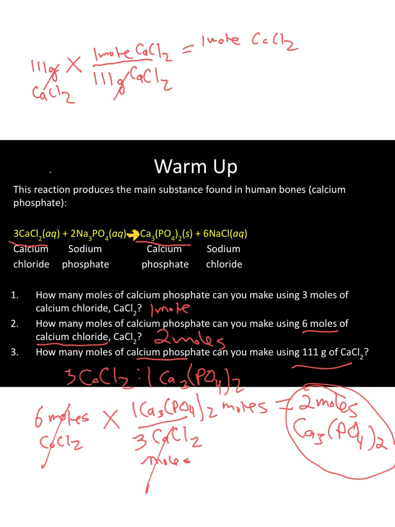Okay, I'm still trying to get to calcium phosphate, and I want to know how many moles that is. So just like I did before, I'm going to use the mole ratio from the chemical equation to get there. So 1 mole of calcium chloride times, I want calcium phosphate, and I know that that's 1 calcium phosphate mole to 3 moles calcium chloride.